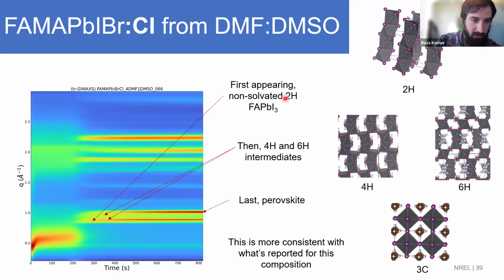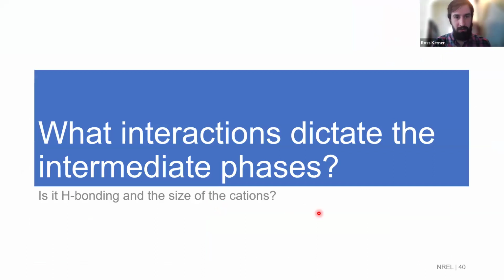Consistent with the papers, the very first thing to nucleate is the 2H pure iodide phase, and then you get these peaks slightly higher in Q than the 2H phase, and these are the 4H and 6H phases. And then perovskite comes in last. So all of our results basically match the key papers that have been published in this field on DMF, DMSO.